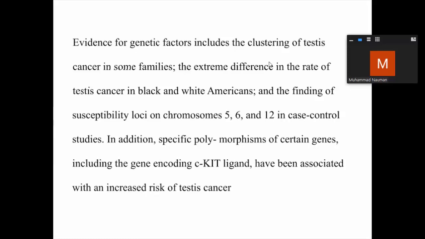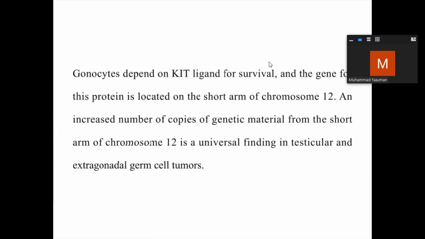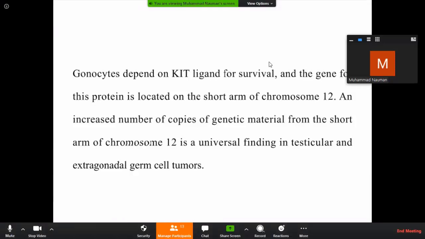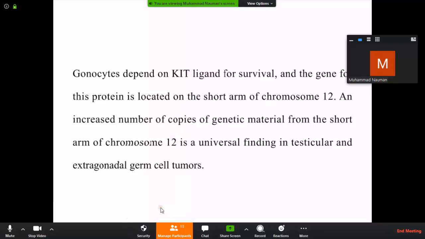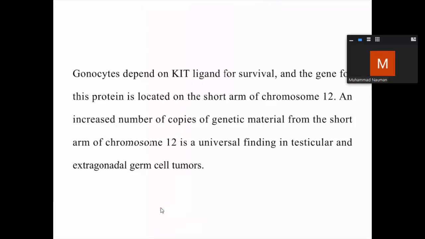This KIT ligand, KIT pathway, is an important and necessary pathway for the development of the germ cells. Gonocytes depend on KIT ligand for survival, and the gene for this protein is located on the short arm of chromosome 12. An increased number of copies of genetic material from the short arm of chromosome 12 is a universal finding in testicular and extragonadal germ cell tumor.